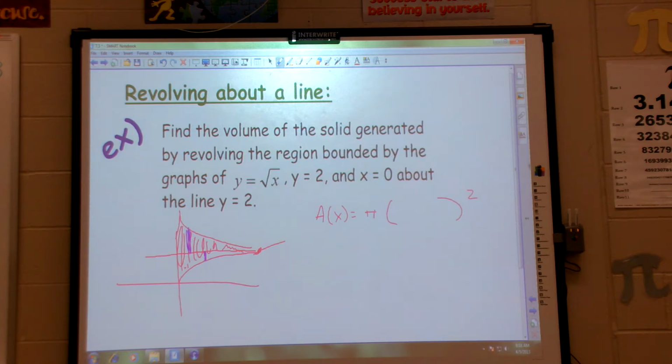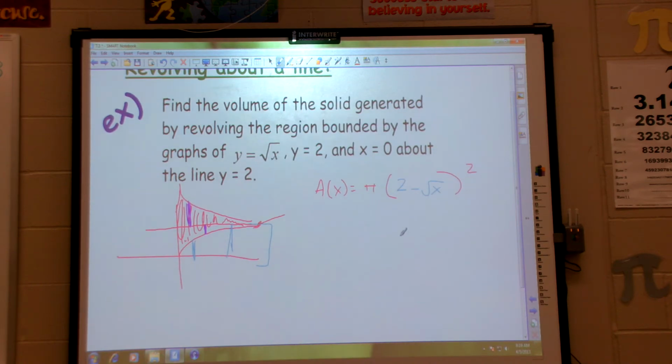Because here's what I have to think about. The function's distance is this, correct? So my radius is not the function. It's 2 take away the function. You see how that's going to give me the radius? So it's 2 minus my function. That's the big thing. If you're revolving about a line, you're going to use subtraction. But it matters sometimes if you get square root of x minus 2, it's not going to work out. Sometimes it will depend on the function.